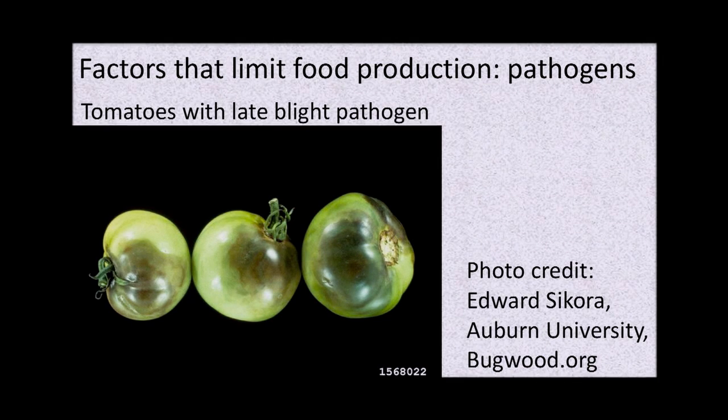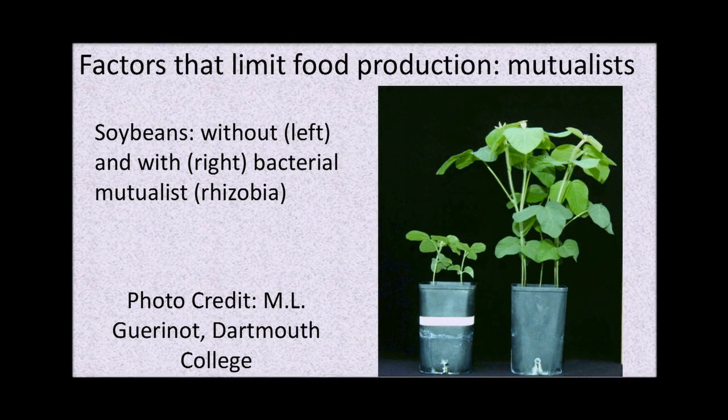Now, in addition to all these negative effects of pathogens, there are also organisms in the soil that are beneficial for plants. A wonderful example of this are the mutualists that live in the soil and fix nitrogen, which benefits many of our legume species, like soybean. This is a picture of a soybean plant, and you see the plant on the right has these rhizobial mutualists, and the one on the left doesn't have those mutualists.